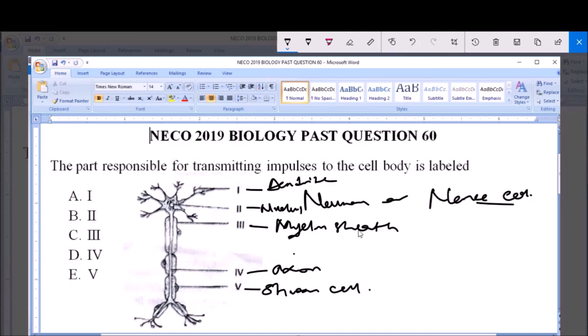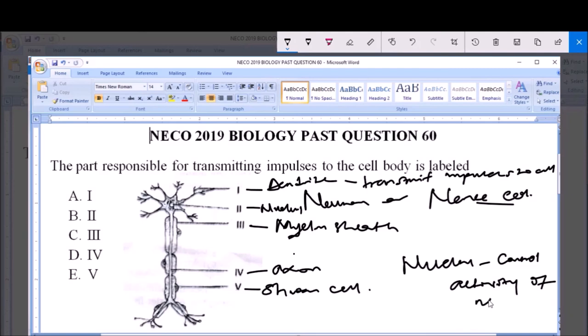Now each of these parts labeled has its own function. The dendrite, which is I, is responsible for transmitting impulses to the cell body. That is, impulses received from another neuron are carried to the cell body of a particular neuron by the dendrites. Now II, the nucleus, controls the activity of the nerve cell or neuron. Now III is the myelin sheath, and the myelin sheath is responsible for insulating the nerve fiber. That's the axon. It is responsible for insulating the axon, which is a nerve fiber, and it also increases the speed of transmission.